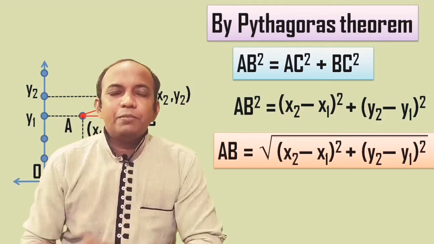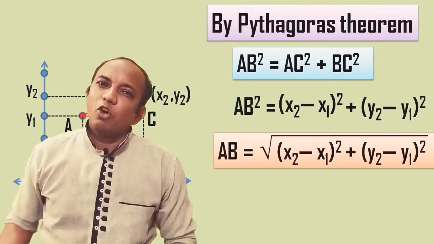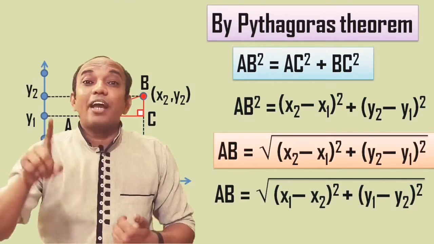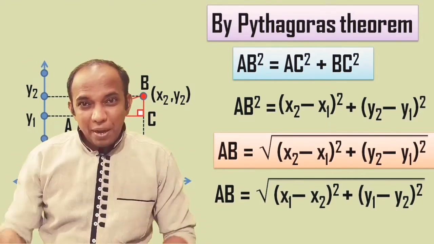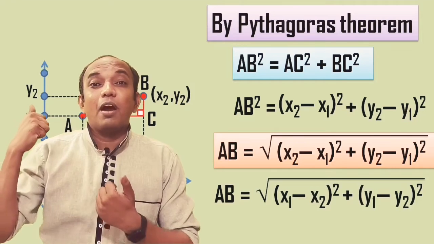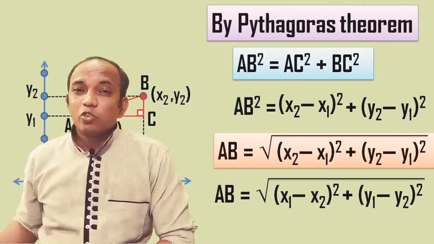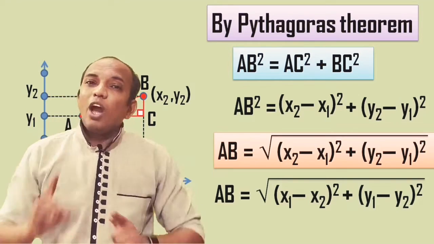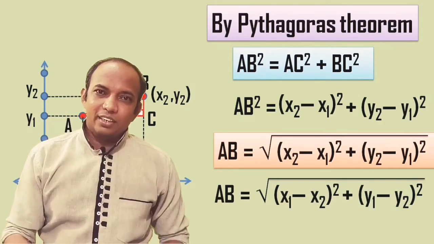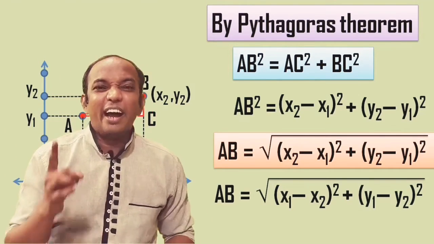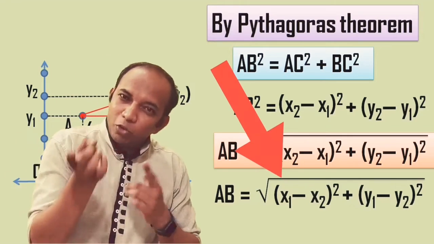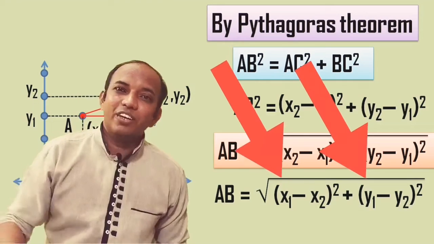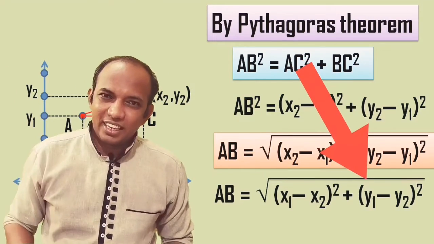Boys and girls, keep it in mind, we can also write this formula as AB equals under root of x1 minus x2 the whole square plus y1 minus y2 the whole square. Always keep it in mind: once you have taken x1 in the first bracket before the subtraction sign, then in the second bracket you have to take y1 before the subtraction sign.